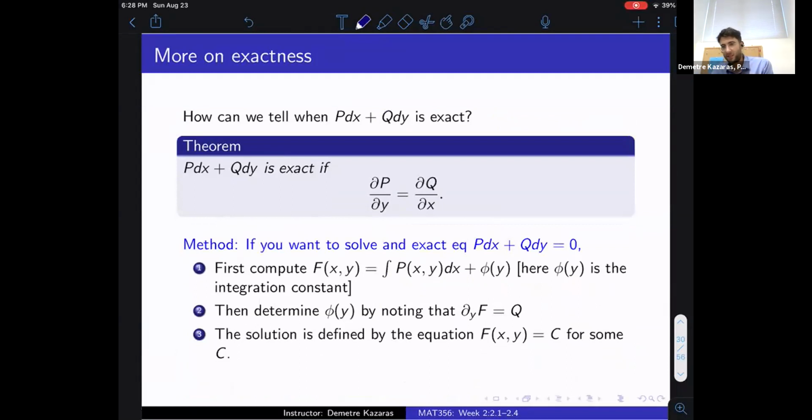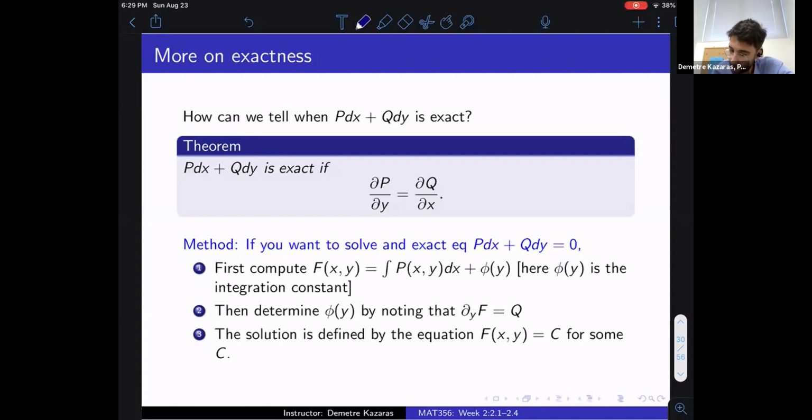Okay, so let's just give a quick overview of the method. If you have an exact differential equation in this form, p dx plus q dy, where the left-hand side is exact, then you want to come up with the capital F whose total differential is the left-hand side. To do that, you could integrate p with respect to x, and then remember that since you're integrating with respect to x, the integration constant may depend on y. So F will have this form.